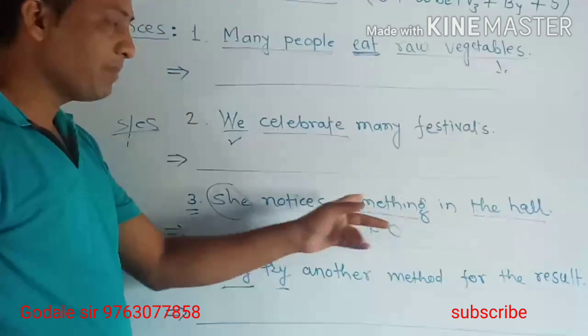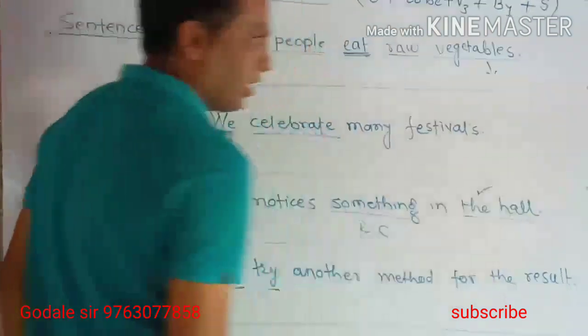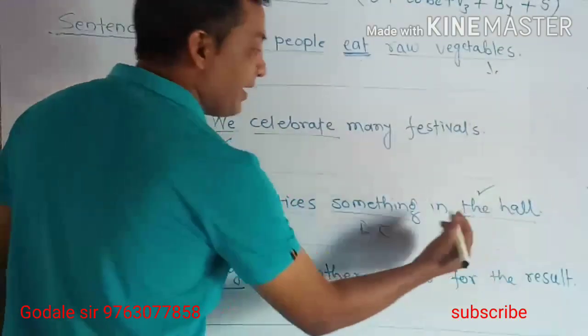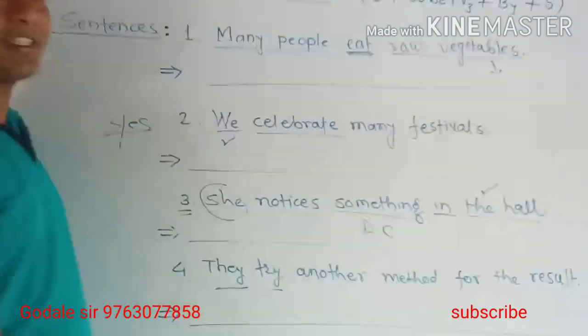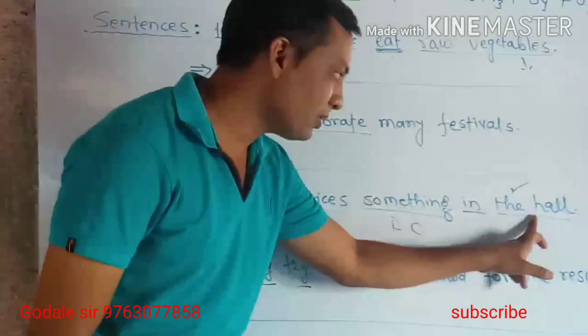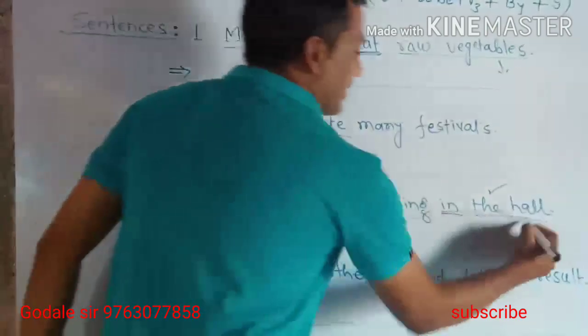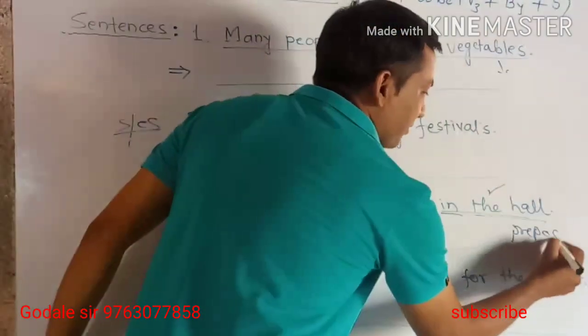So what is the difference between these two nouns? Look at the position of the noun. Here the hall is written after the word in. And what is in? It's a preposition. So those nouns which are written after prepositions are called prepositional objects.